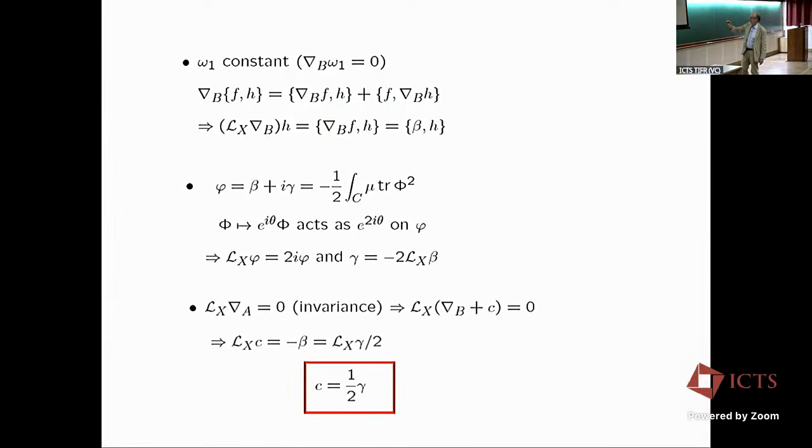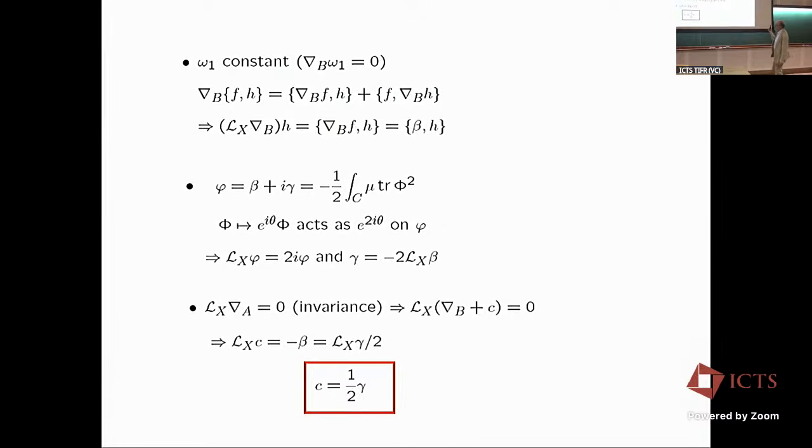And so what we get then is that, finally, we know that we constructed A to be invariant. So the Lie derivative of nabla A is 0. That means the Lie derivative of nabla B plus C is equal to 0. That says that the Lie derivative of C is minus beta, which is the Lie derivative of minus gamma over 2. And so what we see then is that the Lie derivative of C is going to be the same as the Lie derivative of half gamma. And I deduce from that that C equals a half gamma. You might say, okay, what about the invariant part, you know?